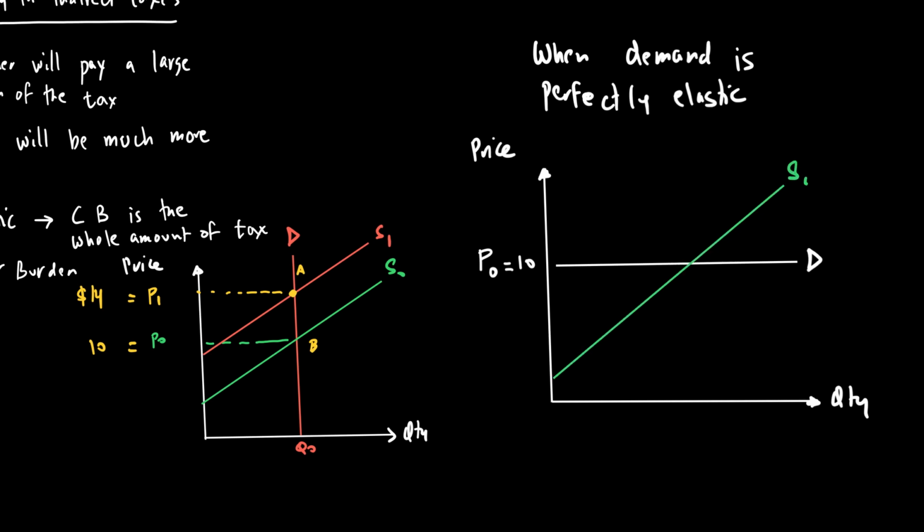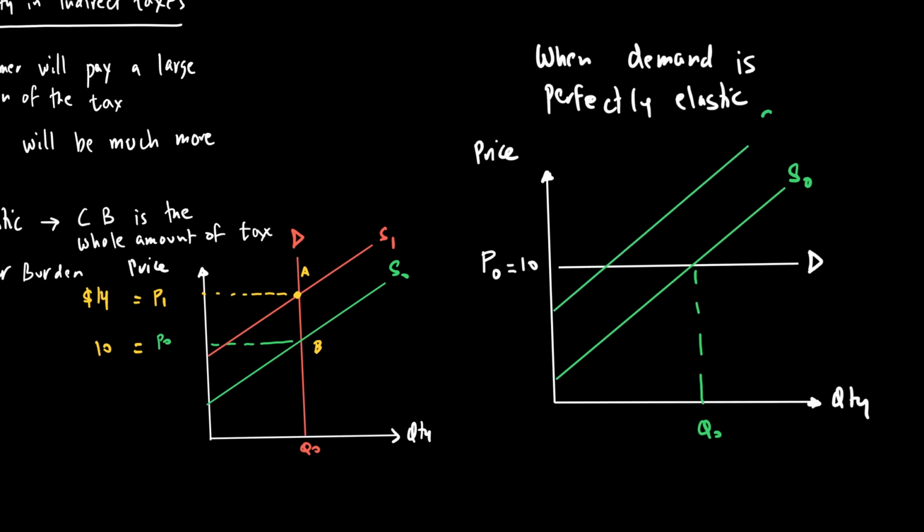So if this is my supply curve S naught, and right now quantity Q naught is bought, price is P naught, so equilibrium price is P naught, which is $10. We put a tax of $4, supply curve will shift backward by the amount of the tax, so this supply curve will be S1. When you look at this supply curve, the vertical distance, of course, is the amount of the tax. So this is my new equilibrium point, and this is my new equilibrium quantity Q1.